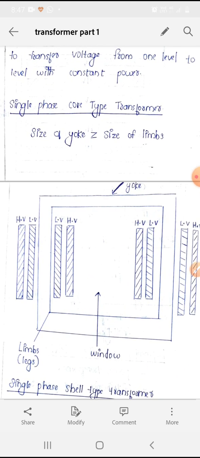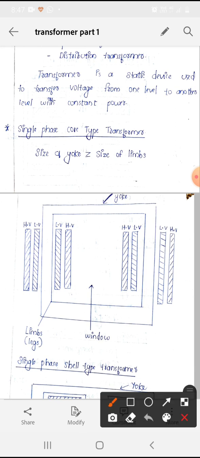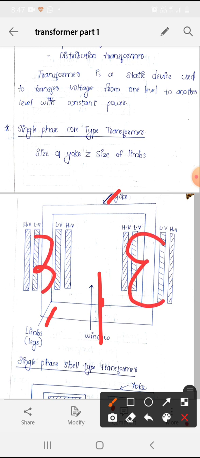This is the diagram of single phase core type transformer. For single phase core type transformer, there is only one window. Okay, this is the window. This is the limbs or leg, and outer portion is the yoke. And this is the primary winding section, and this is the secondary winding section.